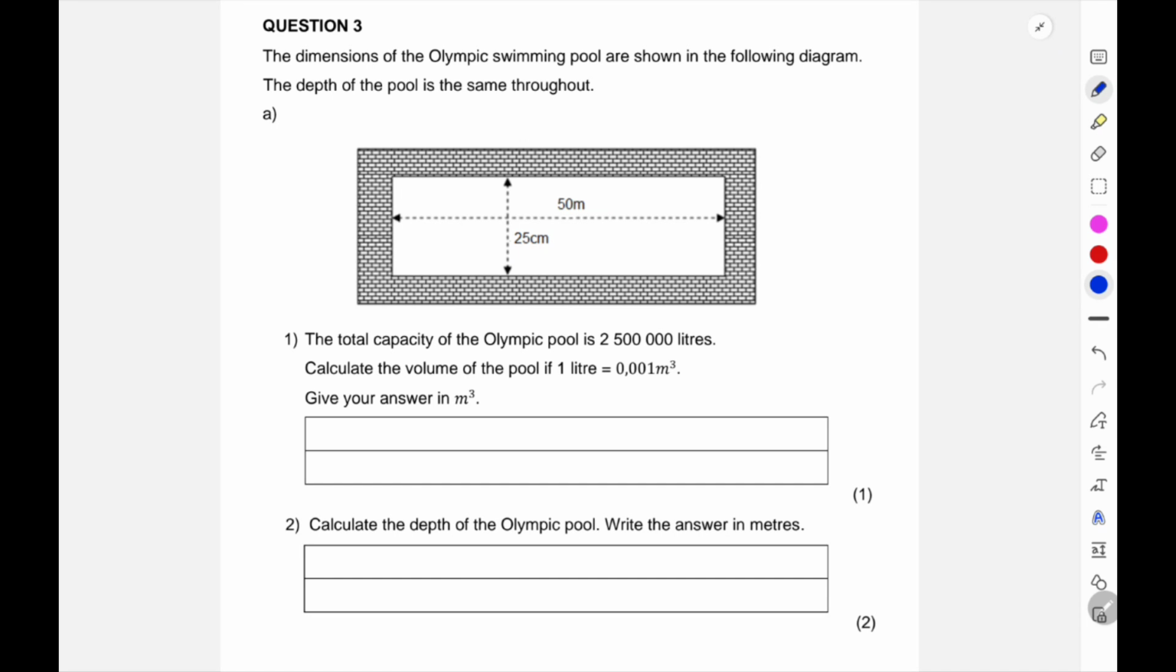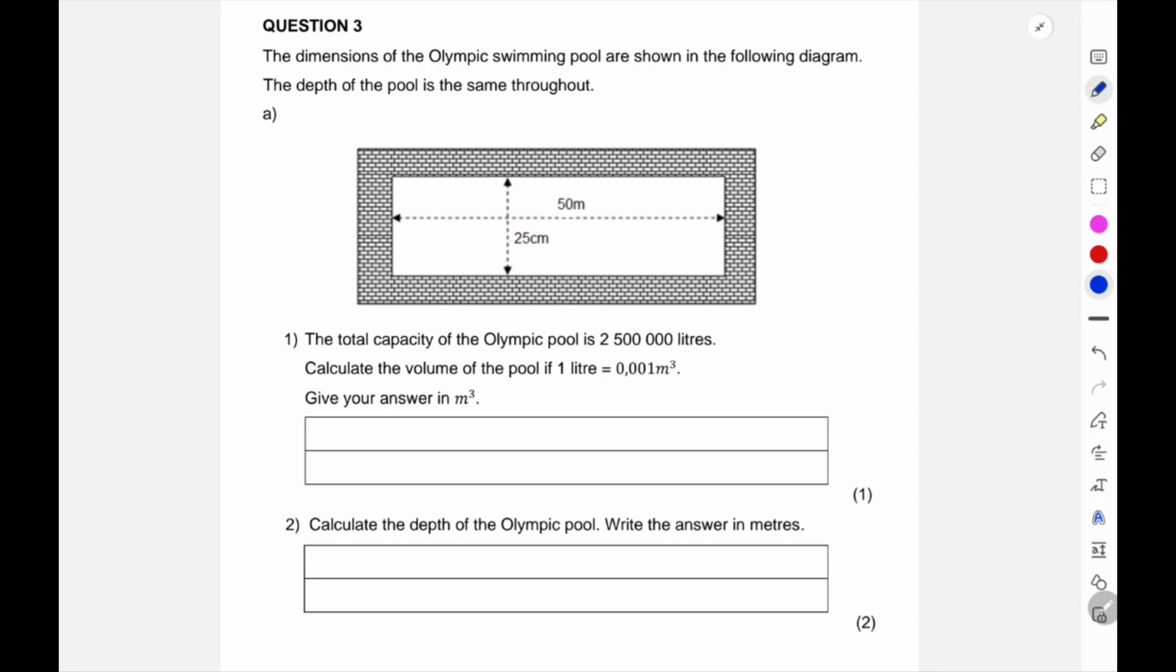The dimensions of the Olympic swimming pool are shown in the following diagram. The depth of the pool is the same all throughout, so it means there's no shallow end, it's just deep all throughout. The total capacity of the Olympic pool is 2.5 million liters, and calculate the volume of the pool if 1 liter is 0.001 meters cubed. Give your answer in meters cubed.